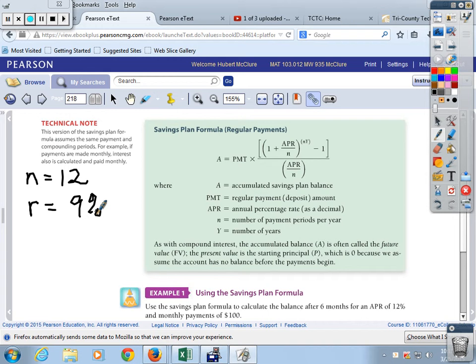And 12 years, N, or not N, T is 12. We're going to put it in for 12 years. N is monthly payments. And we want to have, let's say, 150,000. So A is equal to 150,000. Let's say that kid gets scholarships, so 150,000 helps him with whatever he needs.